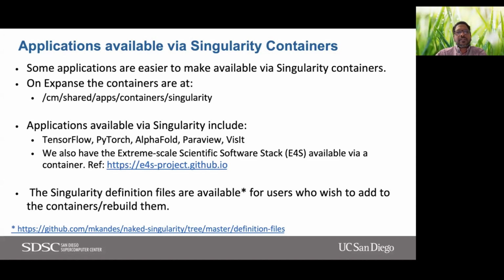One other thing I want to note is that we do have the Extreme-scale Scientific Software Stack, E4S stack, available via container. I have a reference there, which comes out of the Exascale Computing Project. They have a nice combination of scientific libraries and math libraries and packages that are used in HPC very routinely, all bundled together in a nice container which you can use. So that's also available there. For example, they have a ParaView install in their own container too.